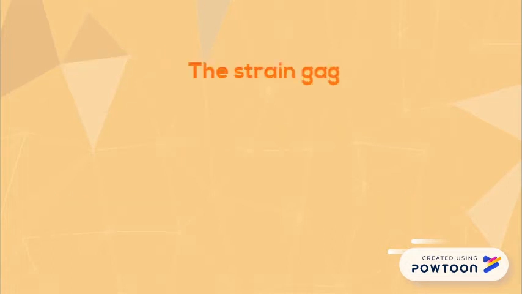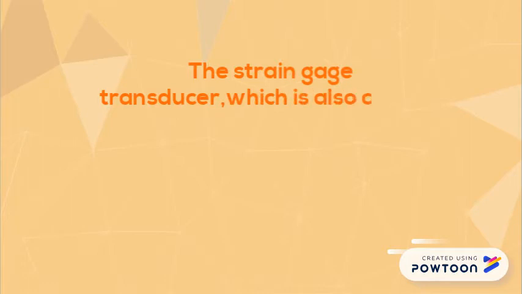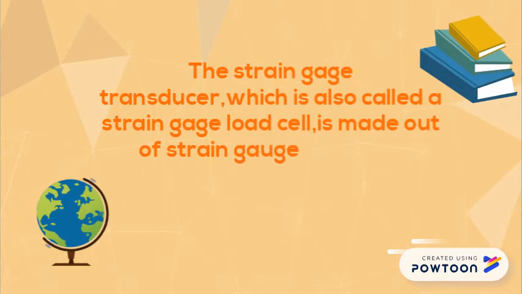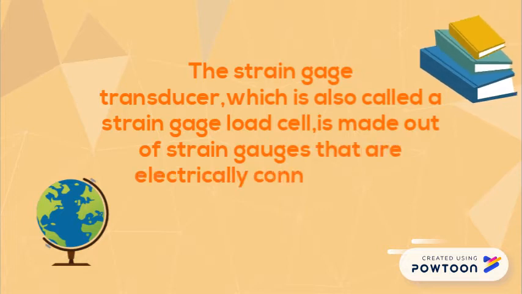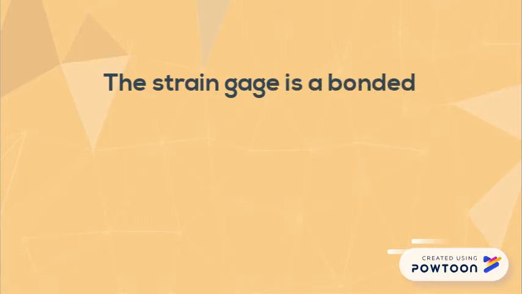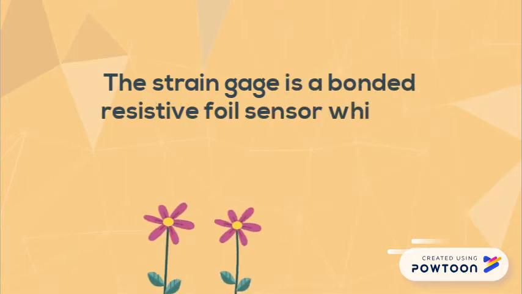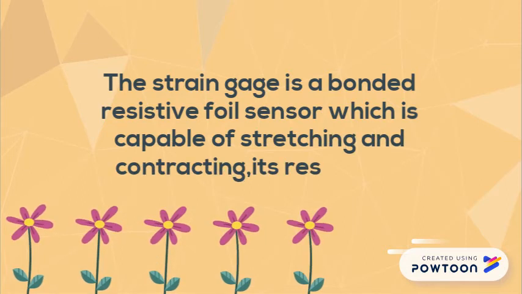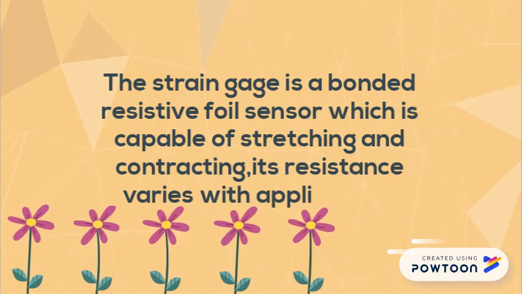The strain gauge transducer, which is also called a strain gauge load cell, is made out of strain gauges that are electrically connected in a Wheatstone bridge. The strain gauge is a bonded-resistive foil sensor which is capable of stretching and contracting. Its resistance varies with applied load.